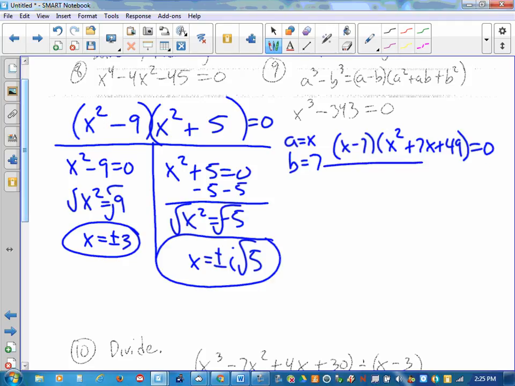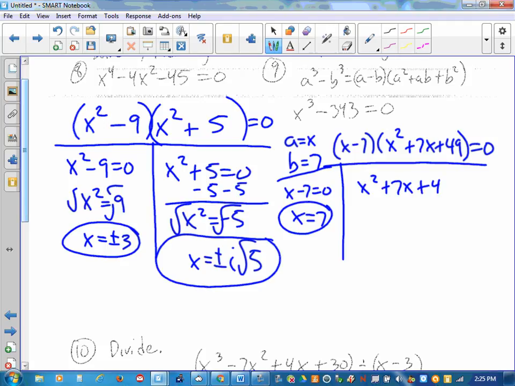We set each factor equal to 0 using the zero product property. So we got x minus 7 equals 0. That's the easy one. X is 7. There's one solution. Now we're going to come up with the other two solutions from this quadratic. This quadratic does not factor, so we're going to use the quadratic formula. So we get x equals negative b, so it'll be negative 7 plus or minus the square root of b squared minus 4ac. Now that's the discriminant, and to save time, if you do b squared minus 4ac, you should get negative 147, and 2 times a is just 2.